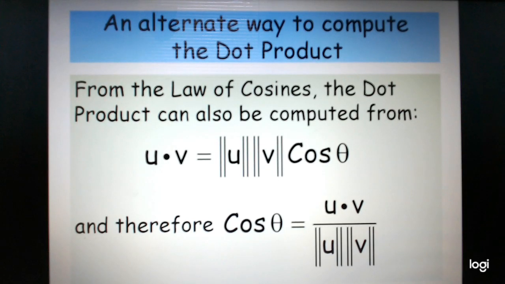Okay, welcome back. This is the second video on the dot product. And just as a reminder, u dot v, by definition, and we proved this last time, is magnitude of u times magnitude of v times cosine theta. And we often use this to find the angle between two vectors by simply solving for cosine theta, and you get u dot v over magnitude of u times magnitude of v.